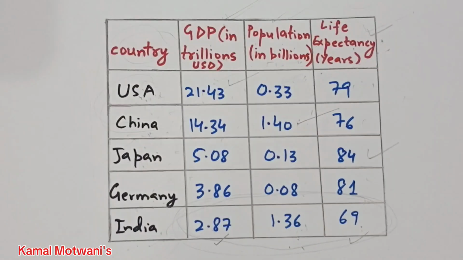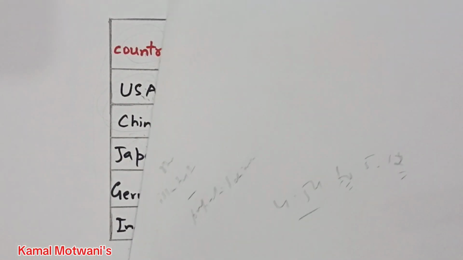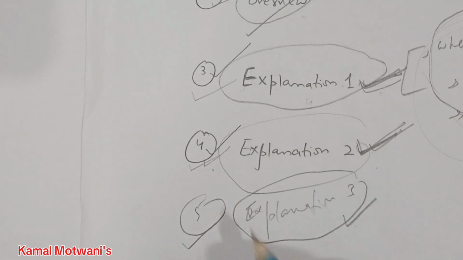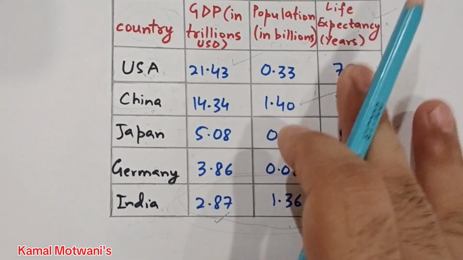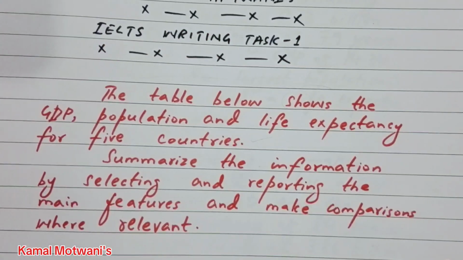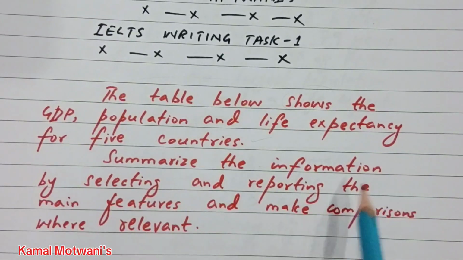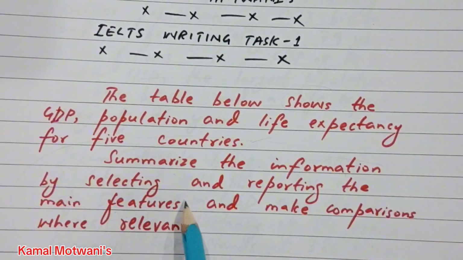So I have written a separate paragraph, which is the fifth paragraph, on explanation 3, which is about the critical analysis of this task. Now I will show you how I have written the critical analysis, and why I have used it. The examiner in the question asks you to summarize information by selecting and reporting the main features, which we have done in the body paragraphs in explanation 1 and explanation 2.